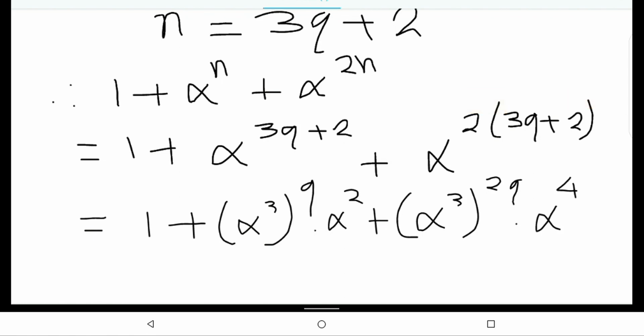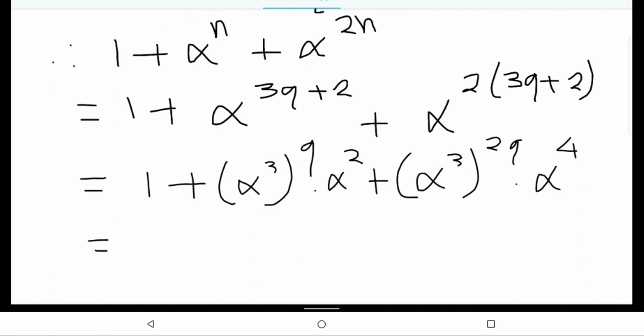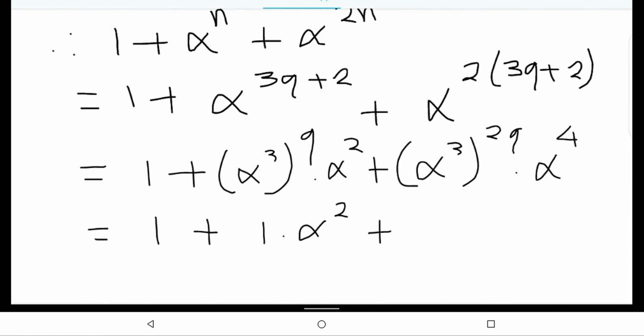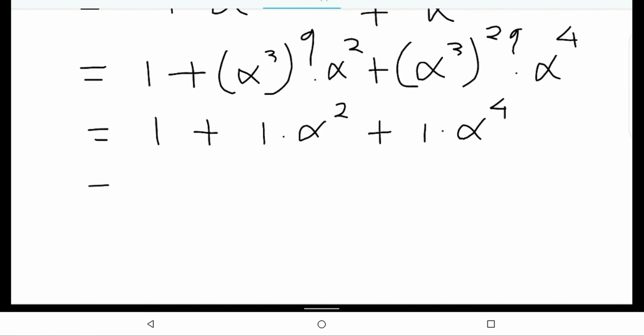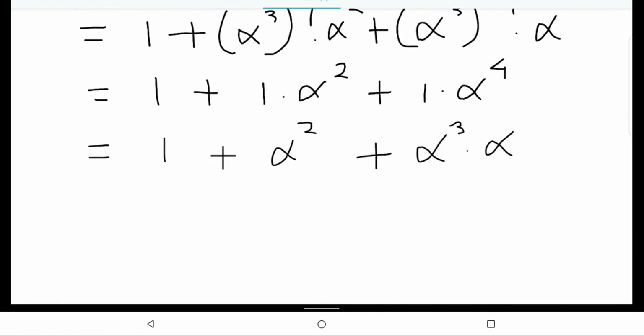Okay, that's again by law of indices. Again, alpha cube equal to 1 and 1 to the power q equal to 1. So this is 1 into alpha square. Here also alpha cube equal to 1 and 1 to the power 2q equal to 1. So you have 1 into alpha to the power 4. That's equal to 1 plus alpha square plus alpha to the power 4. Alpha to the power 4 can be written as alpha cube into alpha. Again, alpha cube equal to 1. So everything can be arranged and written as 1 plus alpha plus alpha square. That is again 0.